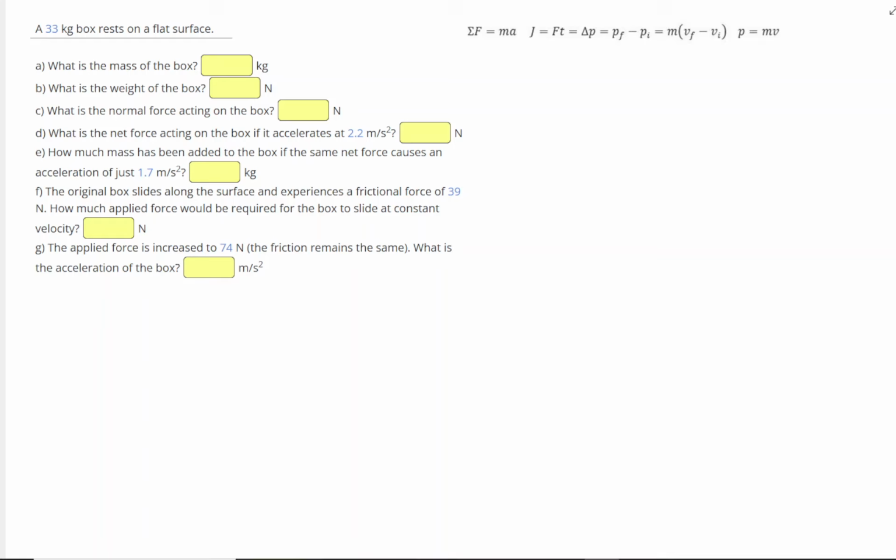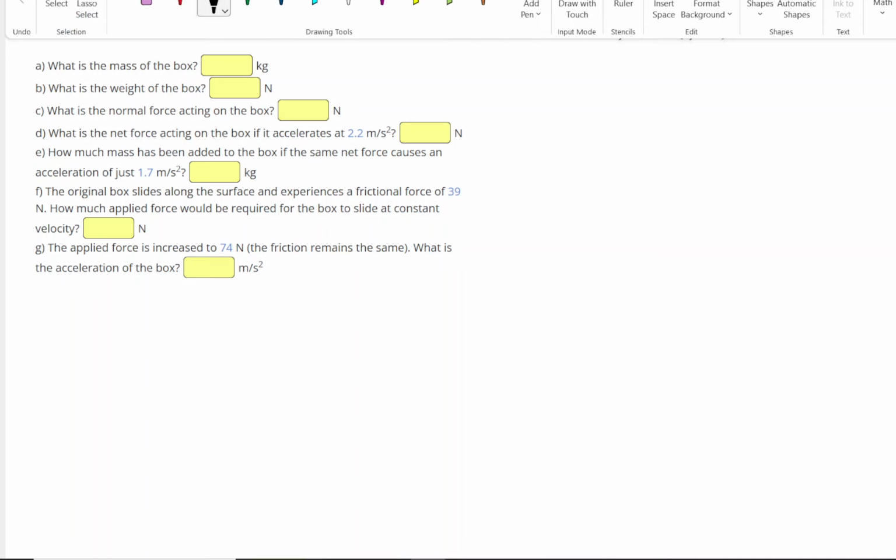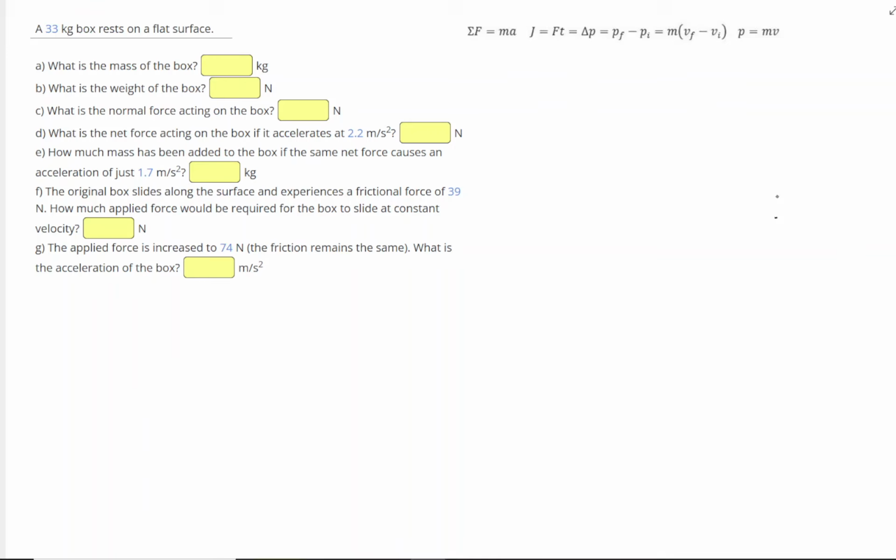But we start with the statement that a 33 kilogram box rests on a flat surface, and parts A, B, and C relate to that scenario. Right under here, I've got all the equations that I'm going to use for this unit. We have Newton's second law, which is F equals ma, and then a bunch of our impulse equations, where we're going to relate momentum concepts to Newton's laws.